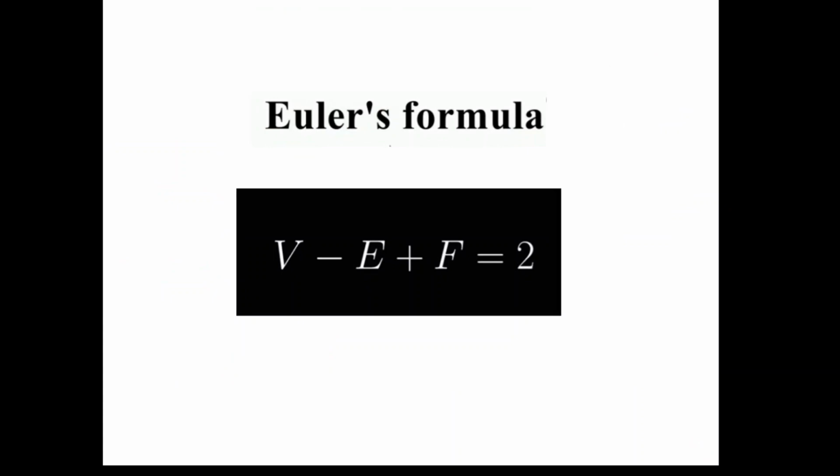Okay, now we go for the next point, Euler's formula for polyhedrons. What is this? V minus E plus F is equal to 2. It means if you take any polyhedron, the number of vertices minus the number of edges plus the number of faces is always equal to 2. So we take some examples.